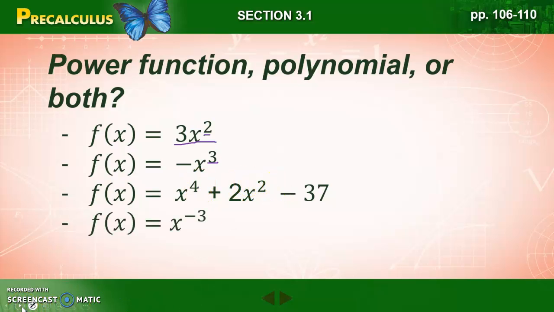And lastly, hopefully you said just a power function. It cannot be a polynomial because it does not have a positive exponent. It's got that negative exponent. So even though we are not doing any work evaluating this type of power function just yet, we'll get to it soon. And you should know that it is a power function.